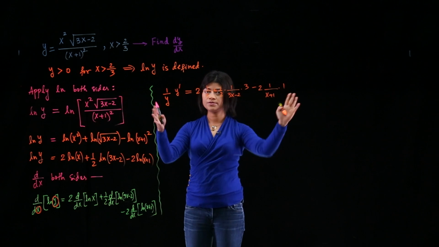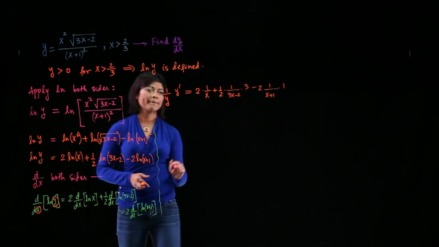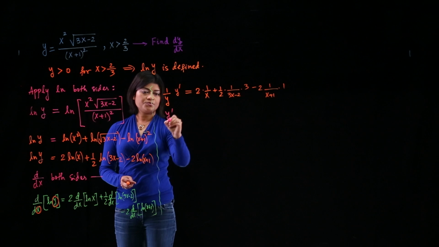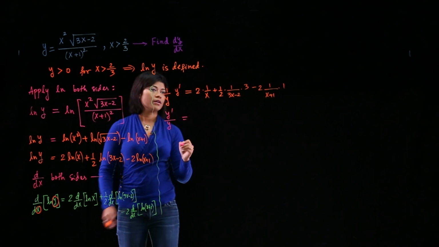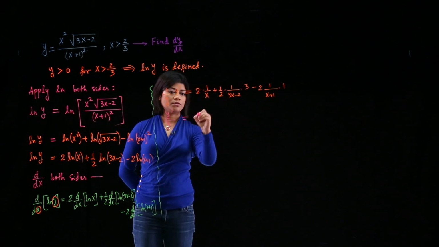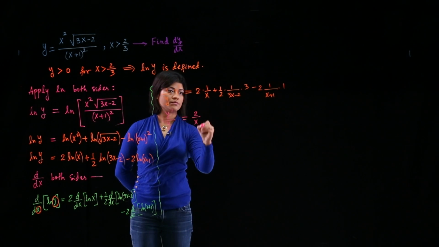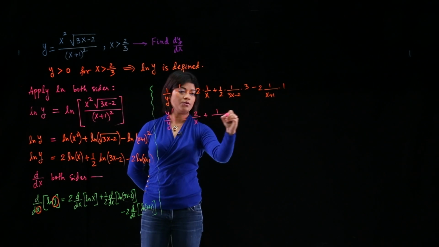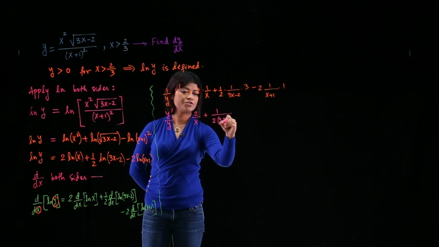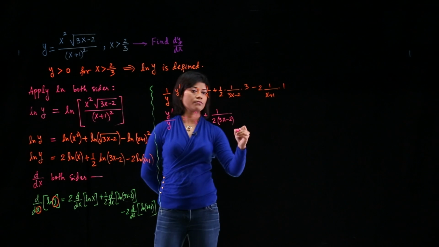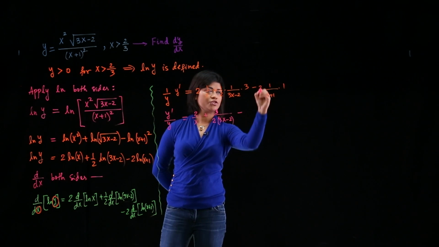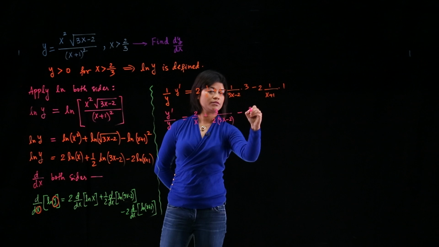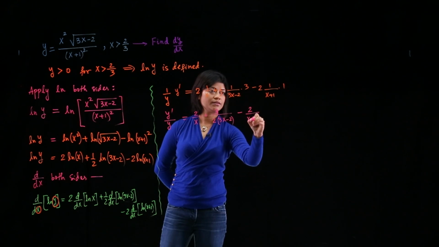So all the derivatives have been computed here. Let's see what we have. We have y prime divided by y on the left side is equal to 2 over x, plus 1 over 2 times (3x minus 2) times the 3 on the top, so it's 3 over 2(3x minus 2), minus 2 times 1, which is 2 divided by x plus 1.